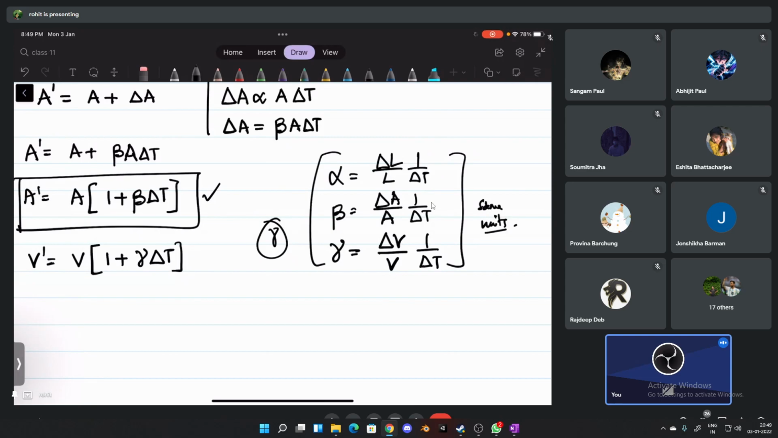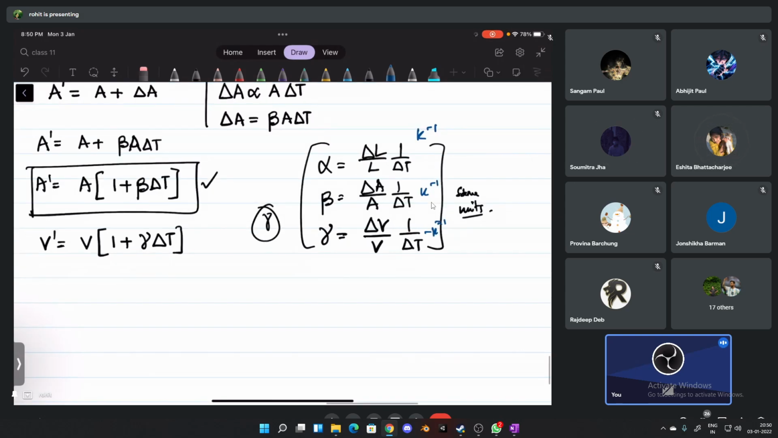They have the same units, no? Yes, sir. Kelvin inverse. Okay, so they all have the same units. Now, this alpha, beta and gamma.